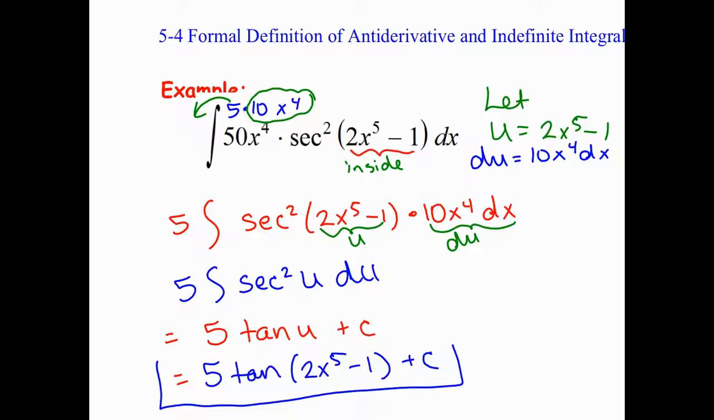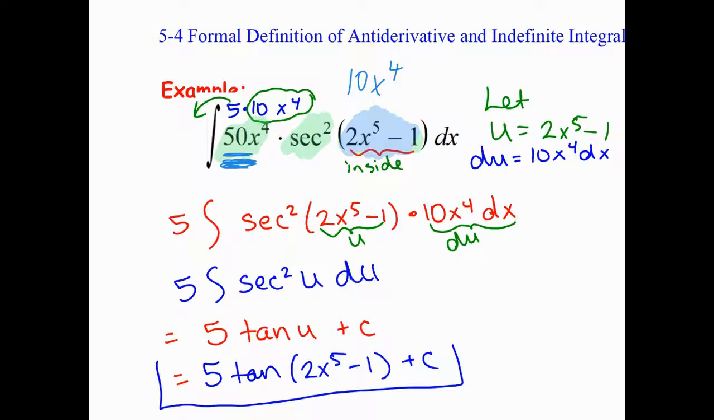So here's another example. We have 50x to the 4th times secant squared of 2x to the 5th minus 1. Let's look at that 2x to the 5th minus 1. If I take the derivative of that, I know I'm not going to get exactly what this is, but I'm going to get 10x to the 4th. And that's very similar to this. And if I use this, I can just do some stuff to fix the missing parts that I don't have. So let's go ahead and do that.